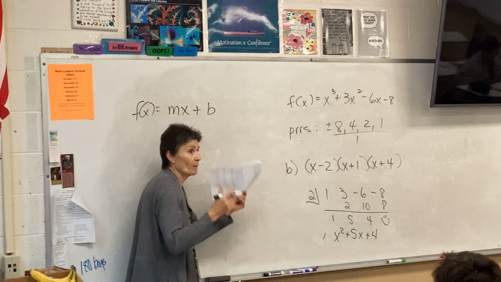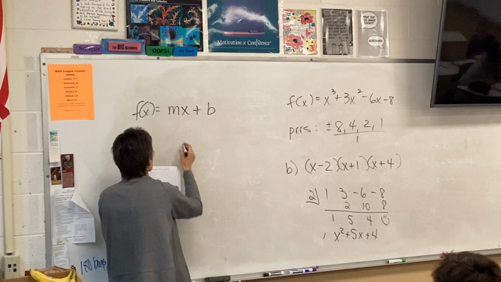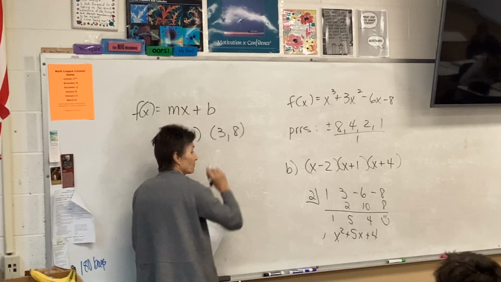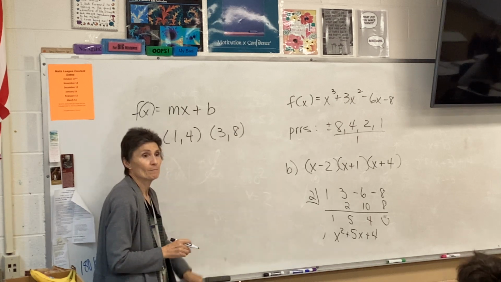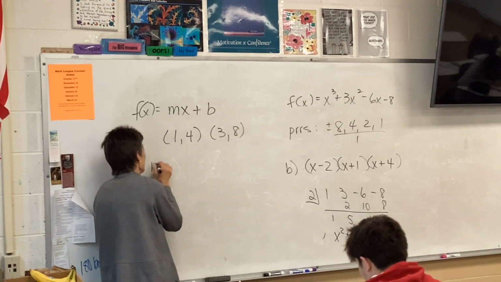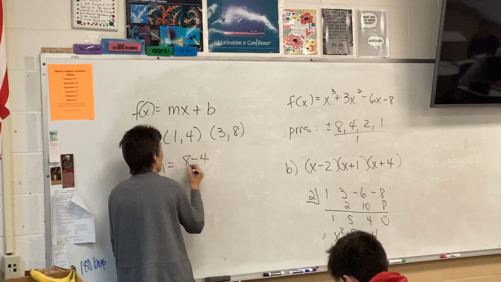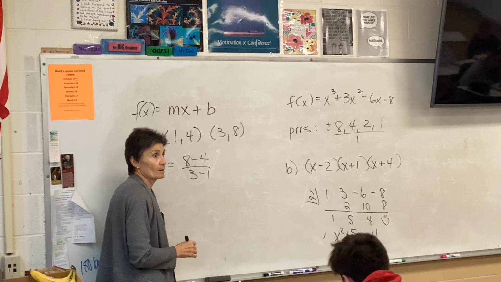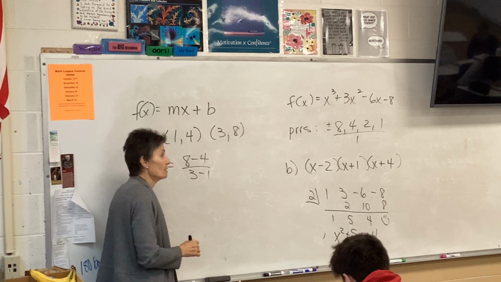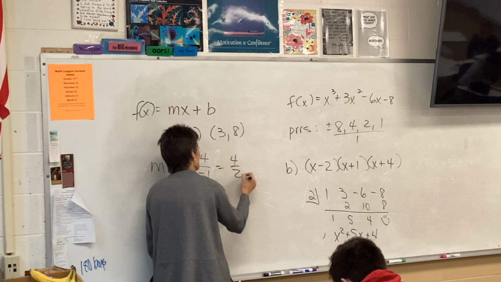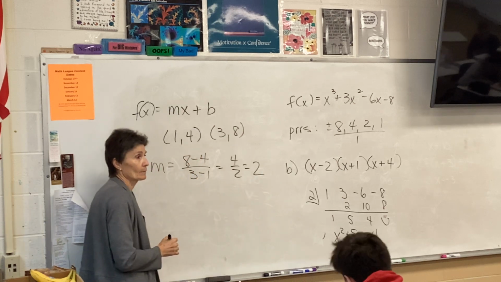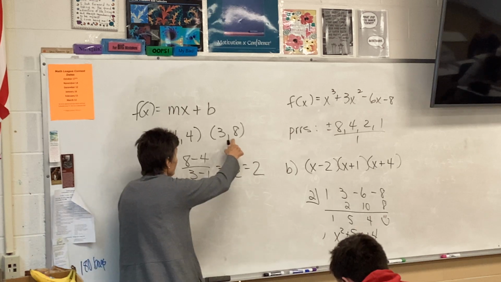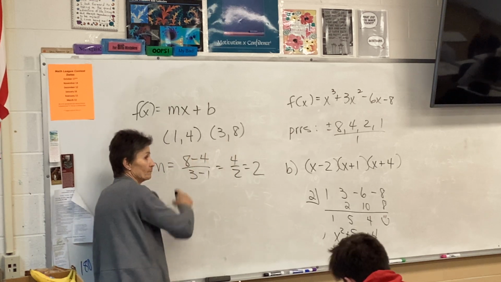All right, so what do I need to figure out? What are my points? My points are (1, 4) and (3, 8). So what do I need to figure out? Slope. My slope is 8 minus 4 over 3 minus 1, which is 2.